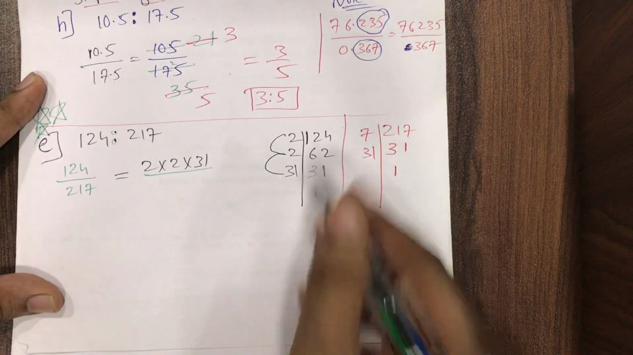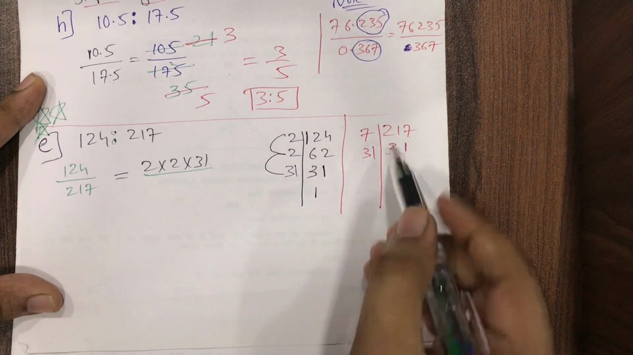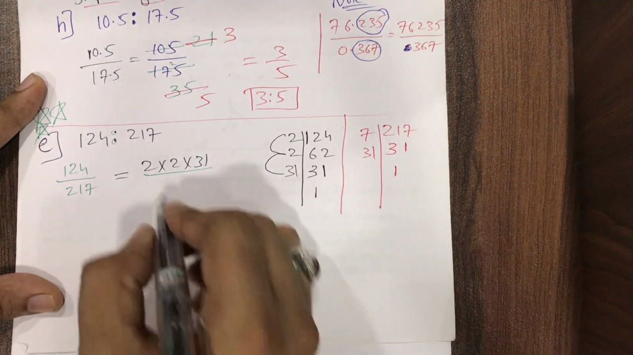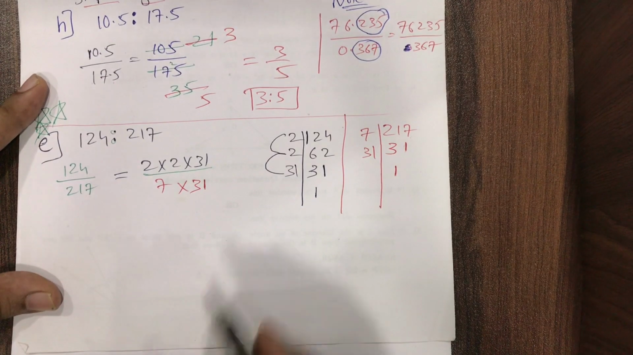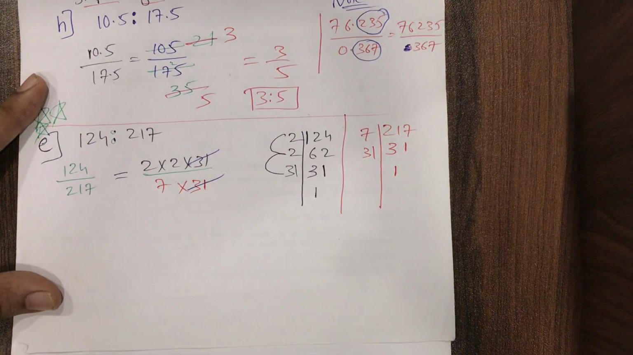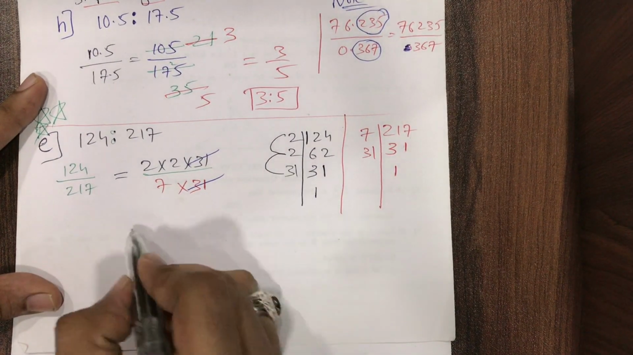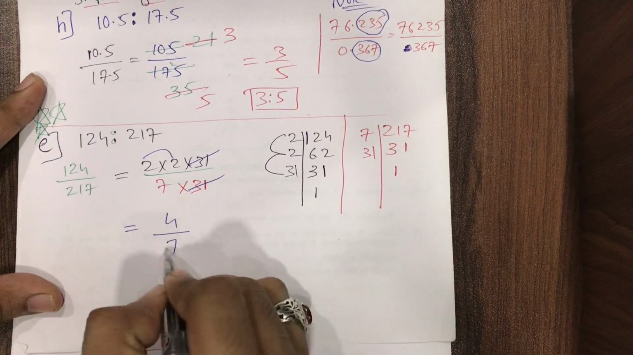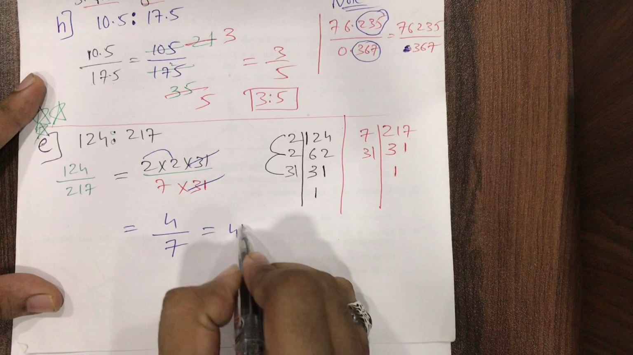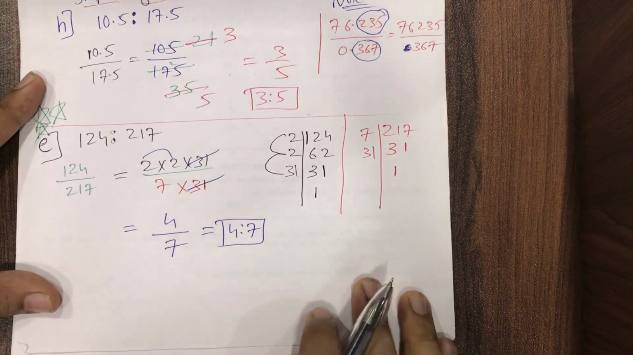Now 217 I have solved with the red color pen. So now 217 is what? 7 multiplied by 31. Now students, can I say here that 31 can be cancelled? Yes. And I cannot reduce it to a further extent. So 2 2s are 4 and 7. 4 upon 7 can be written as 4 is to 7. This is our answer, students.